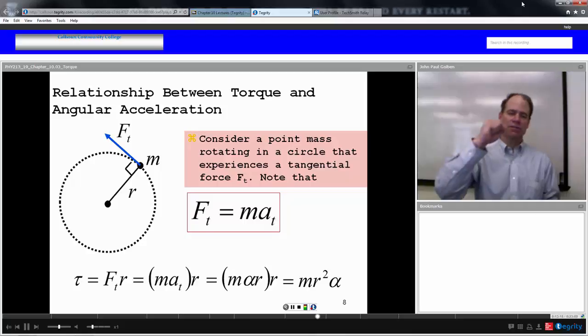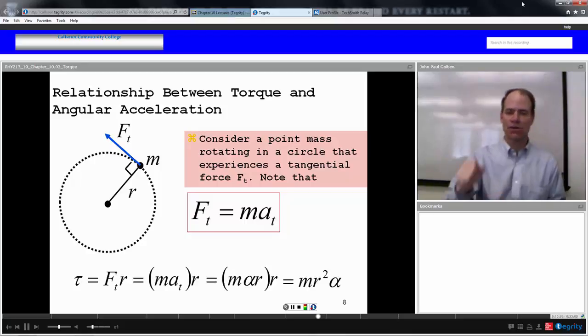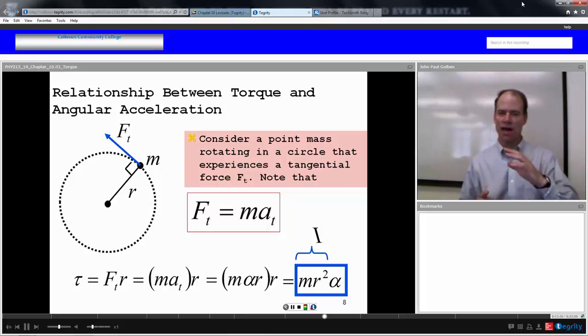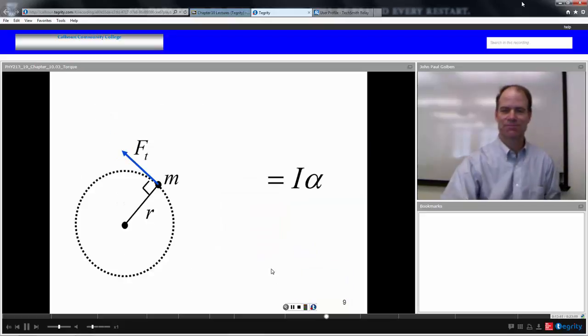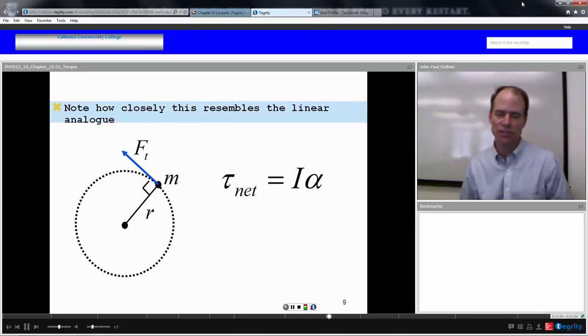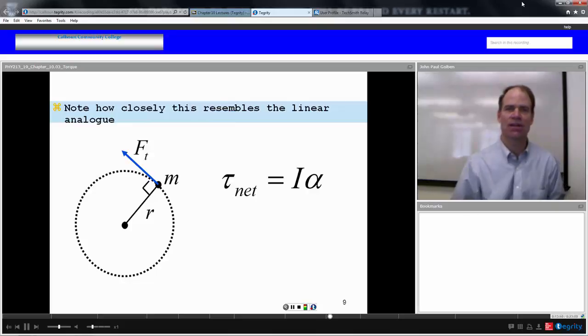Well, you might notice for a point mass going around the circle that its moment of inertia at some radius r is indeed mr squared. So this mr squared is indeed the moment of inertia for this point mass, and so our torque is equal to the moment of inertia I times our angular acceleration alpha. That is indeed the net torque for an object. It is equal to the moment of inertia times its angular acceleration.